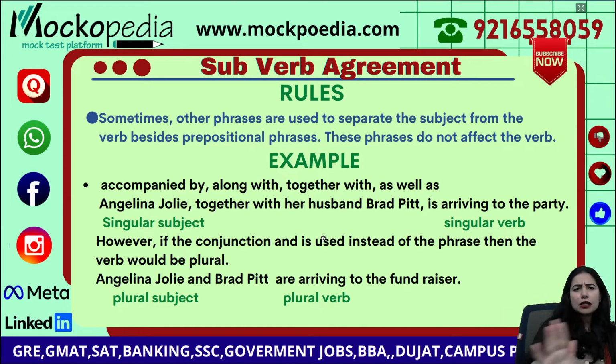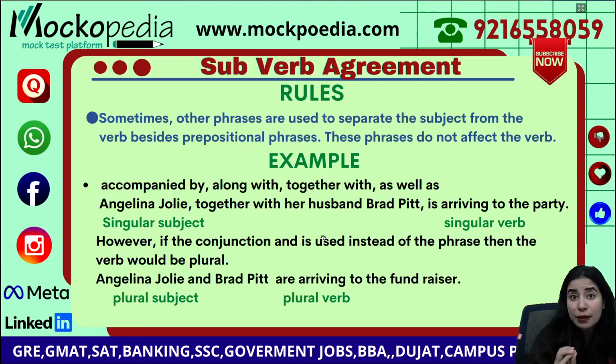But if we simply combine them using "and," like "Angelina Jolie and Brad Pitt are arriving to the fundraiser," in this case we're simply combining two singular nouns with the help of the conjunction "and." So the verb is going to be plural. The exception is going to be for these four phrases.